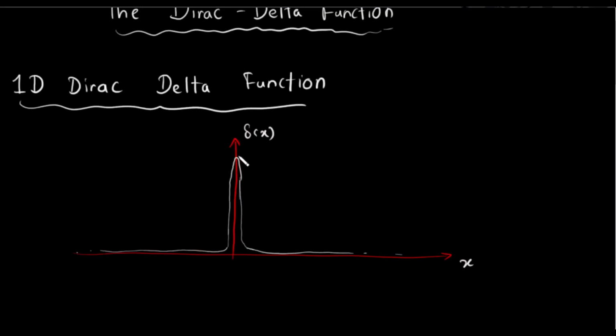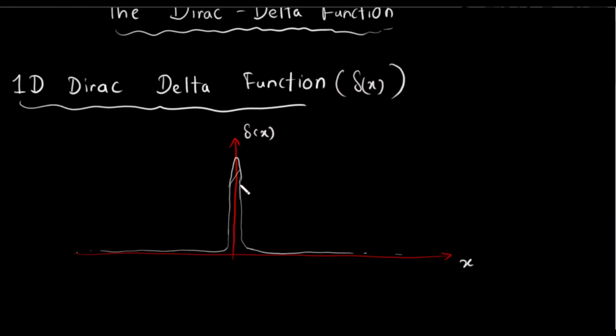So now I have graphically represented the Dirac-Delta function. This delta x denotes the Dirac-Delta function. It varies with x, because since we are only considering the 1D Dirac-Delta function, the function depends only on x. When you graphically represent this Dirac-Delta function, you can see that this is just a narrow spike with an area of 1.